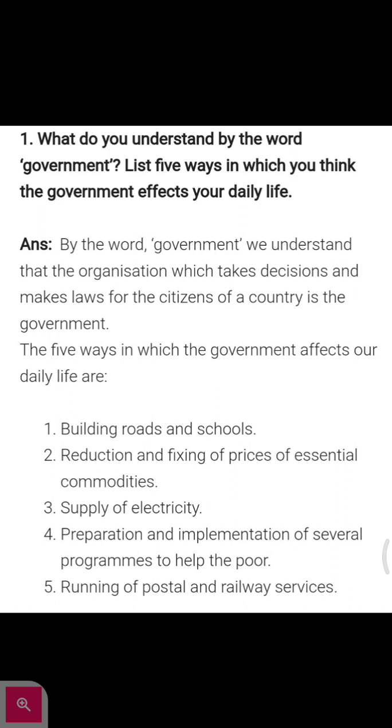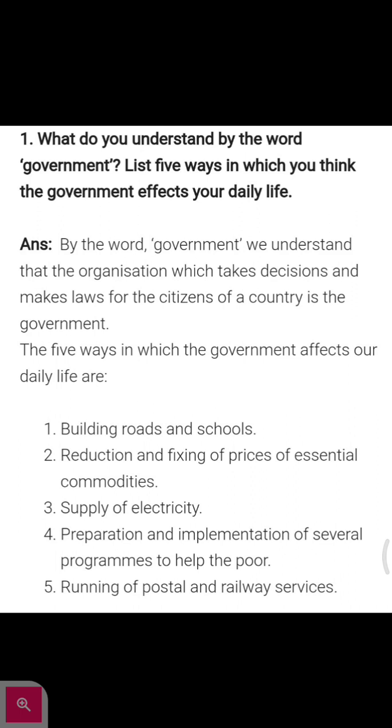Question number 1, what do you understand by the word government? List 5 ways in which you think the government affects your daily life. Answer, by the word government, we understand that the organization which takes decisions and makes laws for the citizens of a country is the government.